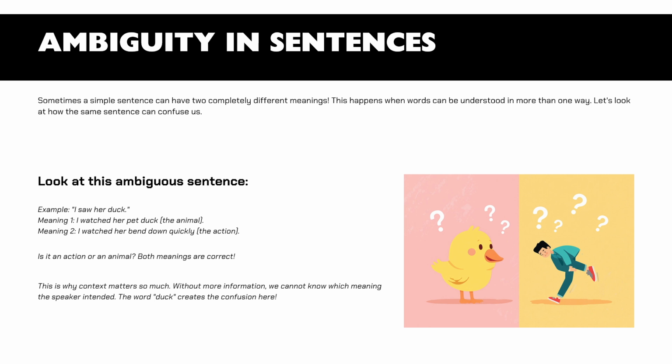Let me show you ambiguity in a sentence. I saw her duck. Now, is this talking about an action, like ducking down? Or is it about seeing a duck, the animal? See how tricky it can be?